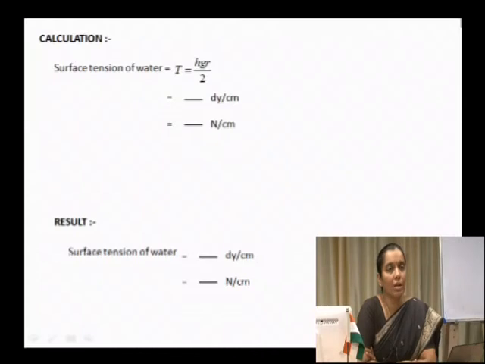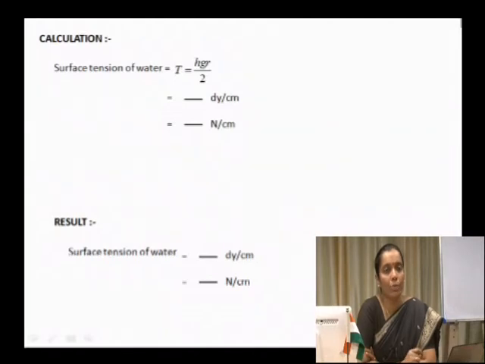The same procedure can be repeated for any other liquid, but the formula varies as h g r into d, where d is the density of the liquid, divided by 2 cos theta, where theta is the angle of contact. The formula is reduced to h g r by 2 for water, because the density of water in CGS units is taken as 1 gram per cc, and the angle of contact for water is 0 degrees. So, cos 0 becomes 1. So, the formula reduces to T equal to g h r by 2.